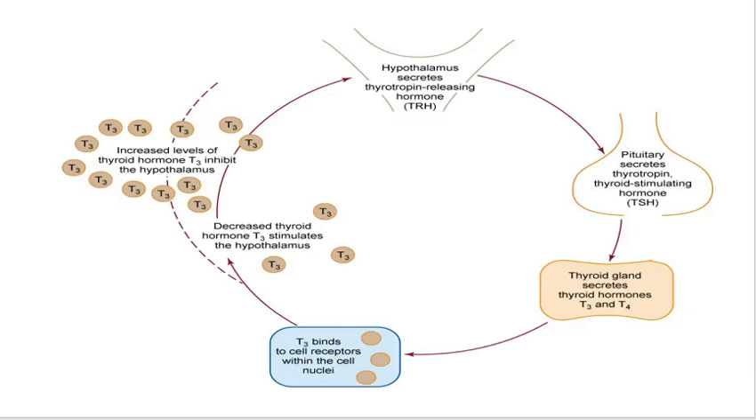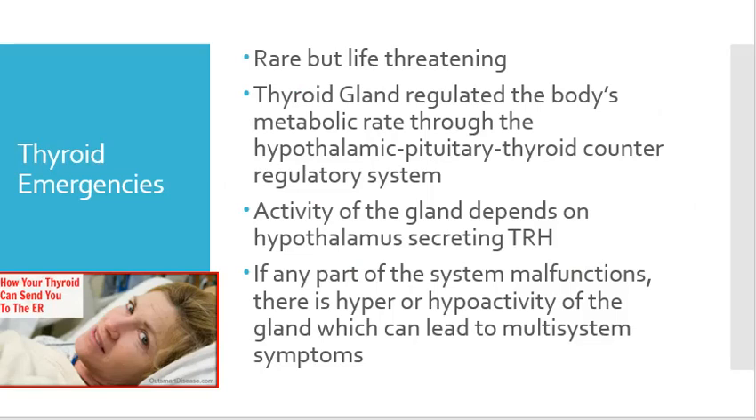So thyroid emergencies are quite rare, but can be very life-threatening. The thyroid gland regulates the body's metabolic rate through the hypothalamic-pituitary-thyroid counter-regulatory system. The thyroid gland activity depends on the hypothalamus secreting TRH, which is responsible for the release of TSH by the anterior pituitary, which in turn causes the release of T4. Circulating T4 is converted to T3 in the peripheral system.